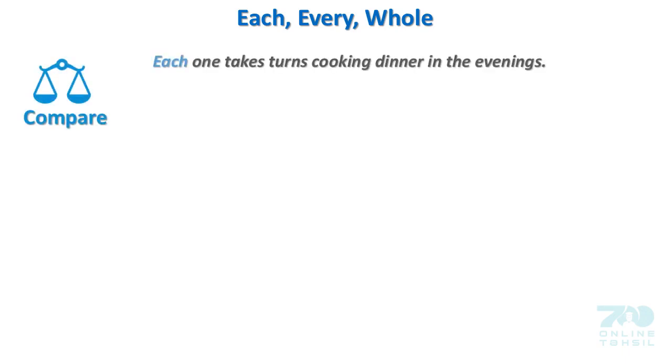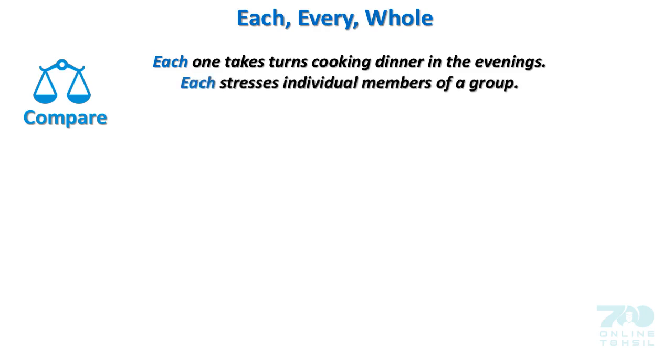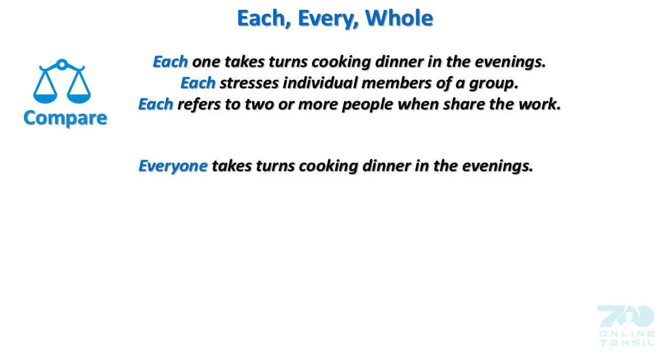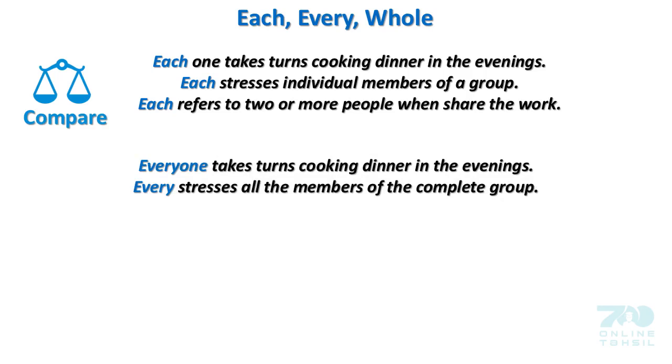Compare. Each one takes turns cooking dinner in the evenings. Each stresses individual members of a group. Each refers to two or more people when they share the work. Everyone takes turns cooking dinner in the evening. Every stresses all the members of the complete group. Every refers to three or more people.